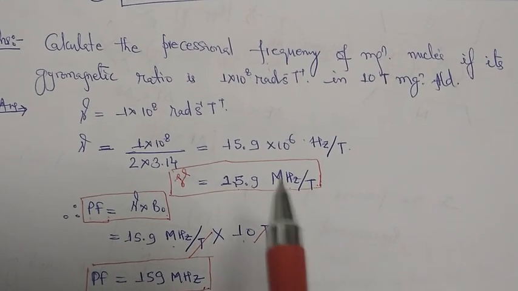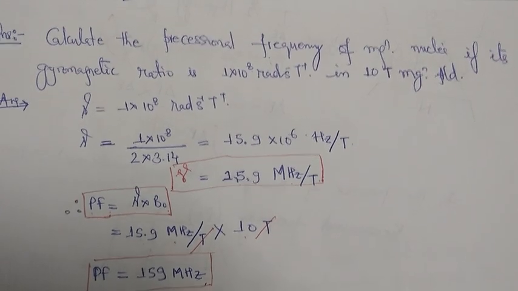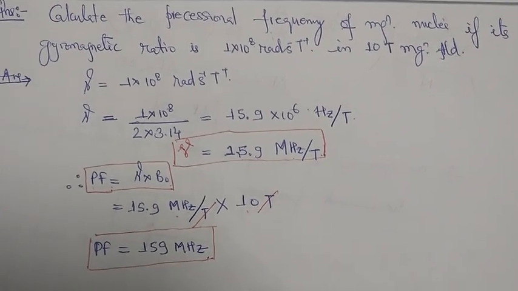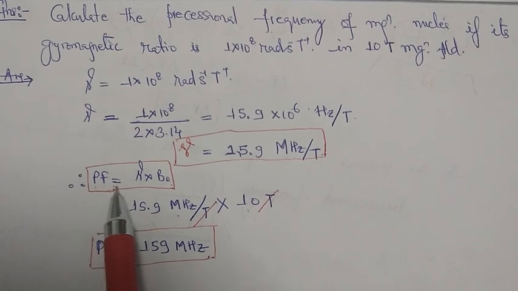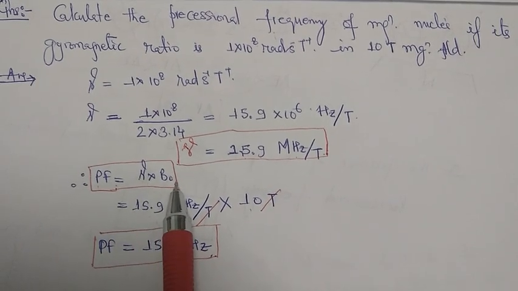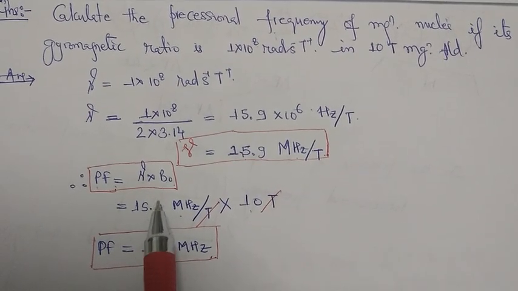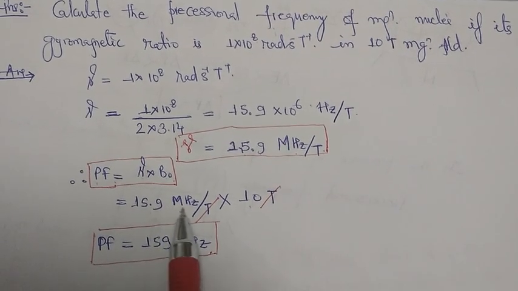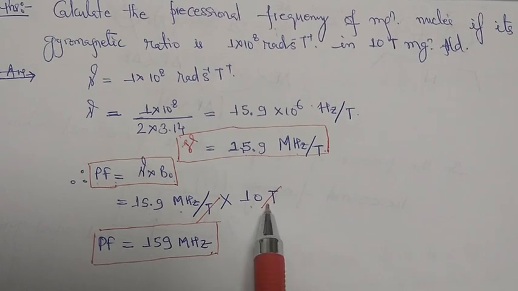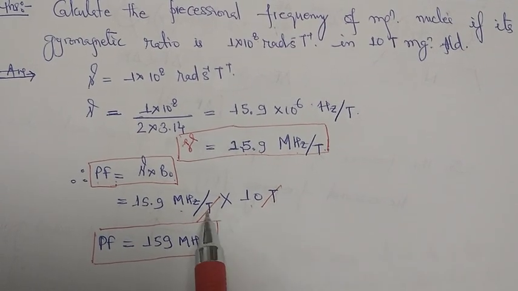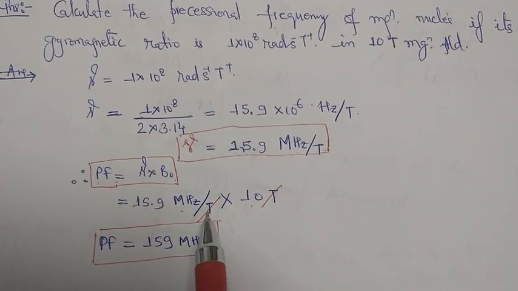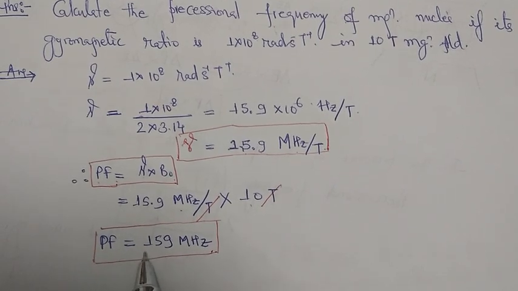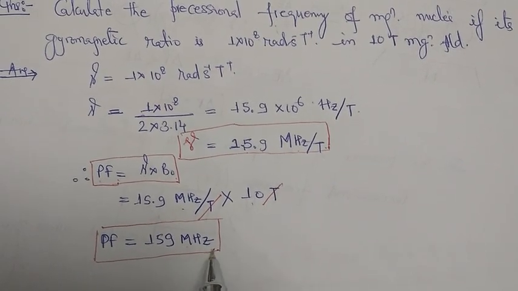Further, if we put this value of the gyromagnetic ratio in the formula, we get precessional frequency equal to gamma into B naught. Gamma is 15.9 megahertz per Tesla. So as we put the value 15.9 megahertz per Tesla into 10 Tesla, the Tesla cancels out, and we get the precessional frequency as 159 megahertz.